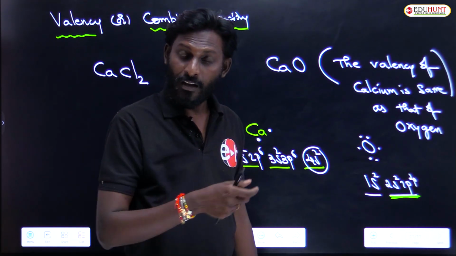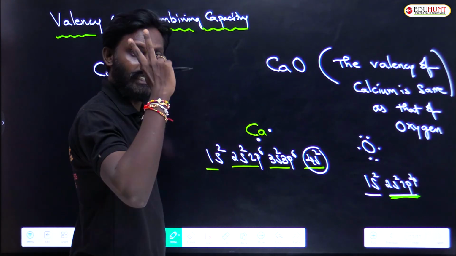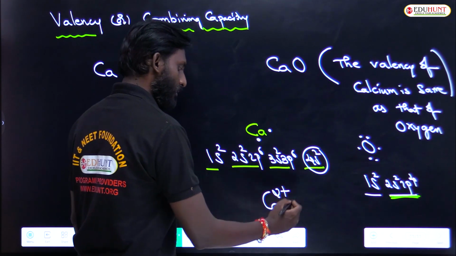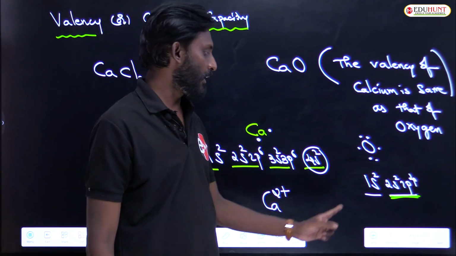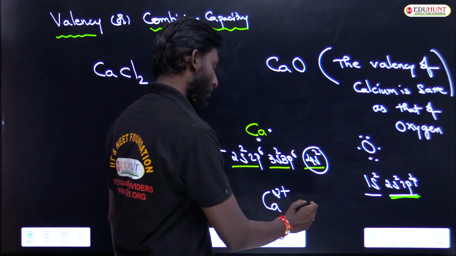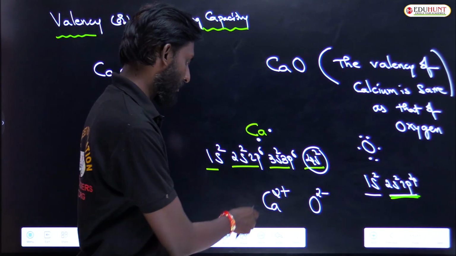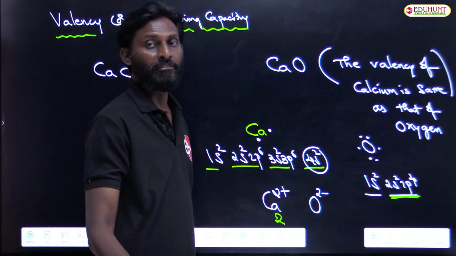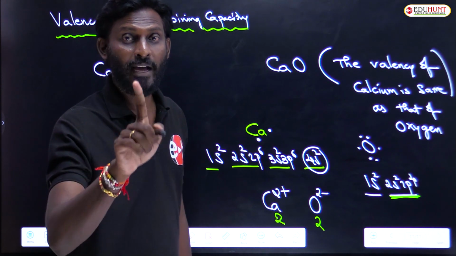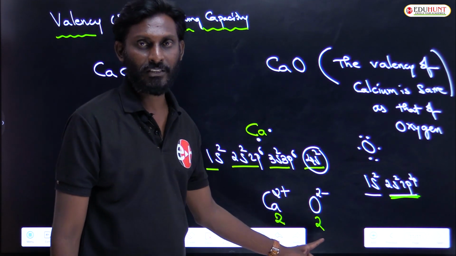So calcium is getting octet configuration by releasing 2 electrons. So that calcium will become Ca2+. Oxygen will complete its octet configuration by gaining those 2 electrons. So oxygen will become O2-. That means the valency of calcium is 2 and the valency of oxygen is also 2. That means the combining capacity of calcium is 2 and the combining capacity of oxygen is also 2.